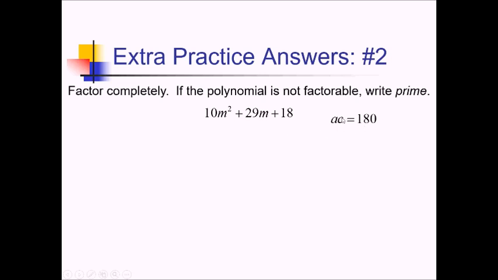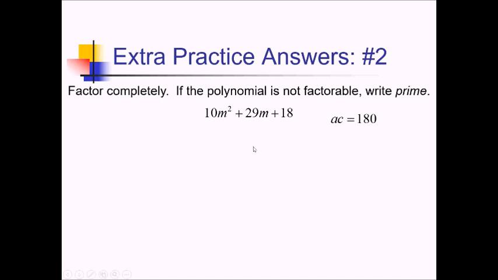So I need factors of 180 that add up to 29. Let me try them out. I know they're both going to be positive because it multiplies and adds up to a positive. So we've got 1 and 180, doesn't work. 2 and 90 is still too big. 3 plus 60 would be 63. 4 and 45 is too big.